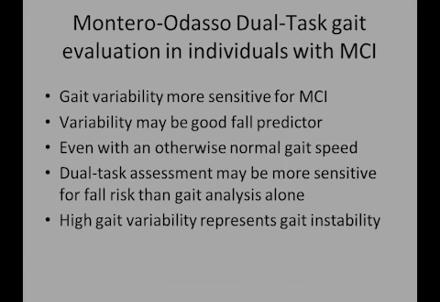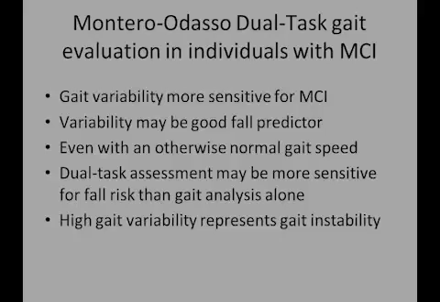And so the thinking is that gait variability might be more sensitive for identifying mild cognitive impairment. And that variability may be a good predictor for falls, even in people who have an otherwise normal gait speed. And it's really through this idea of doing dual task testing that you can pick this up, because a gait analysis alone won't pick up this variability.